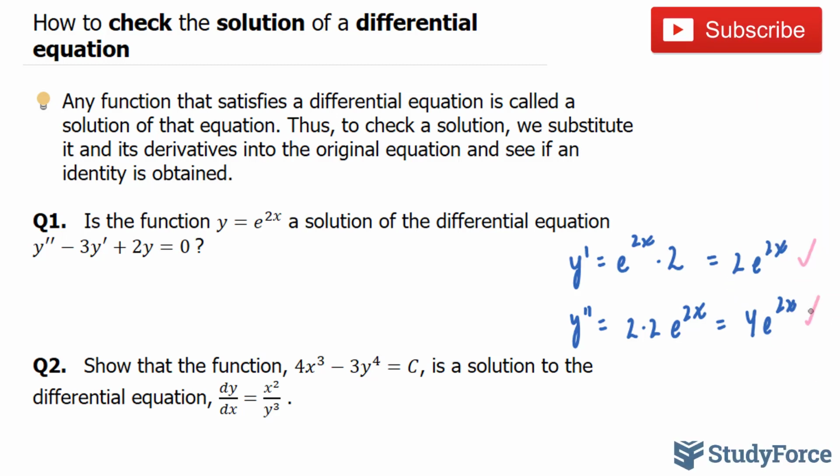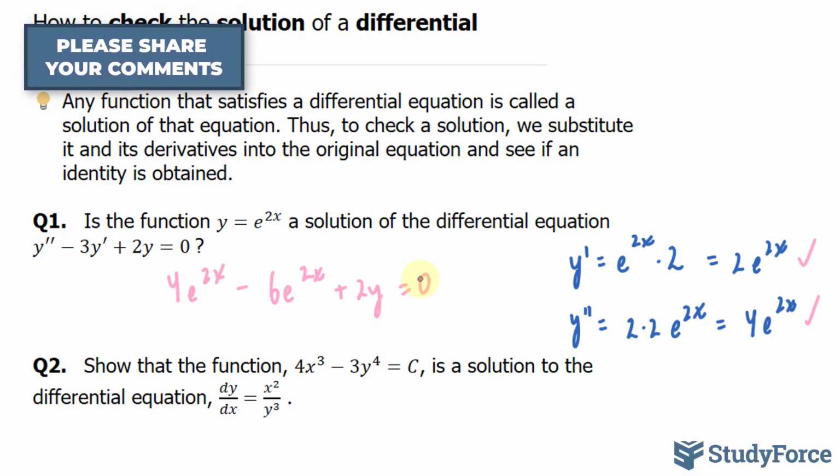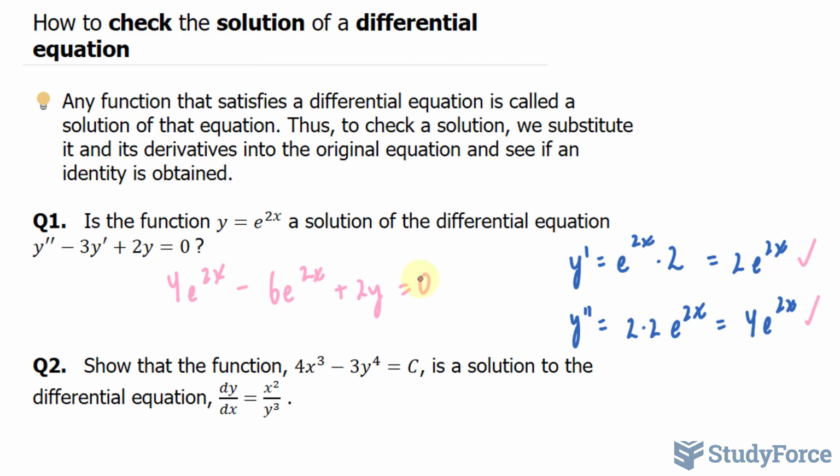Now I'll substitute these expressions into this equation, which gives us 4 times e to the power of 2x, that covers this first term, minus 3 times this expression, which is 6 e to the power of 2x, plus 2y is equal to 0. I won't show it here, but take a look. We have 4 minus 6, both are like terms. That becomes negative 2 times e to the power of 2x. And we know that y is equal to e to the power of 2x, so we can replace that with y. Negative 2 plus 2 is 0. Therefore, y being equal to e to the power of 2x is a solution to the differential equation.